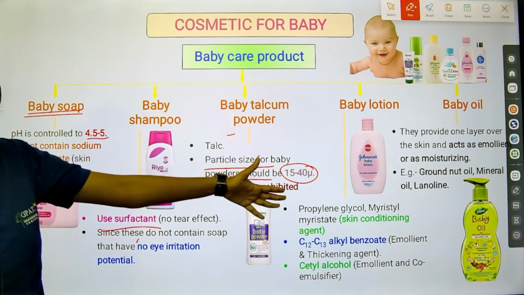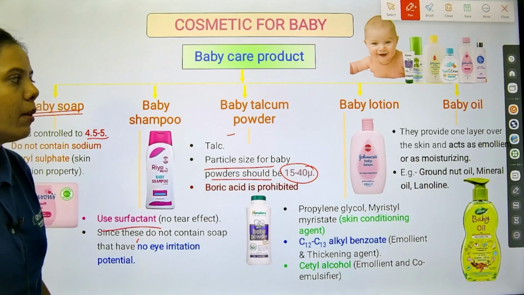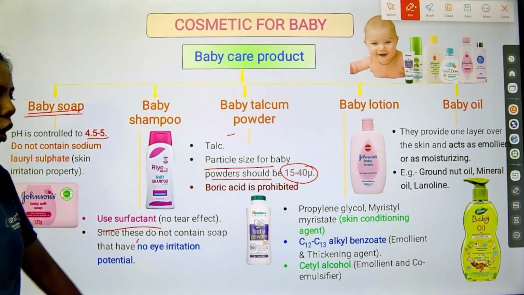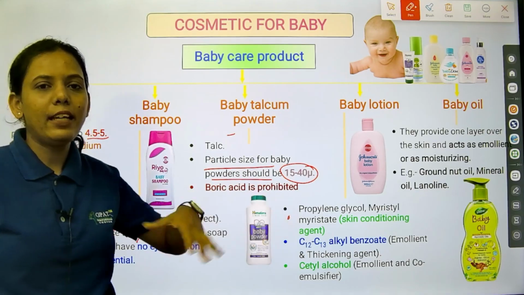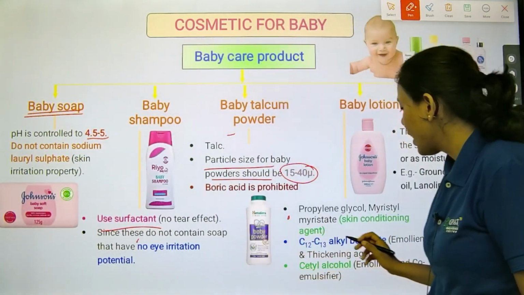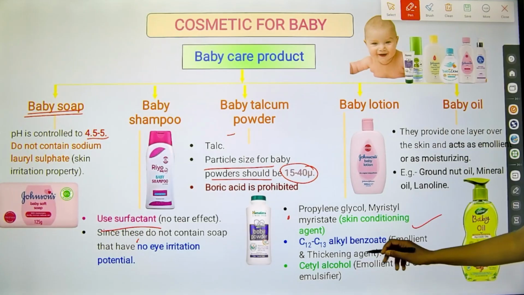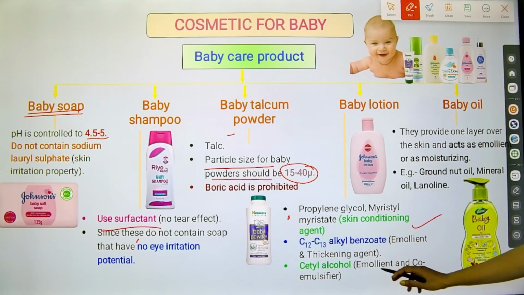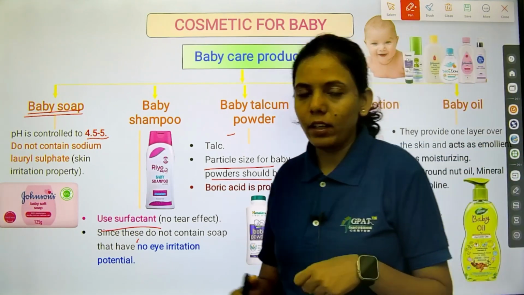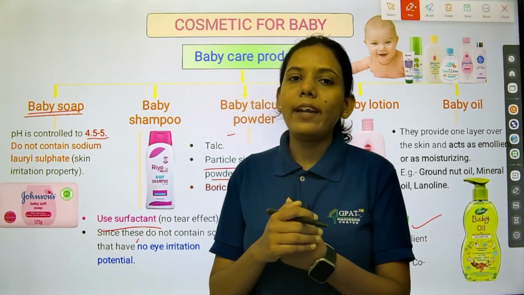Next is baby lotion. Again, Johnson products are the baby products. In baby lotions, we have propylene glycol myristate, which has skin conditioning effects and is not much irritating to the skin. Next is an emollient and thickening agent like C12 to C13 alkyl benzoate. Then cetyl alcohol, an emollient and co-emulsifier. These give a soothing effect to the baby skin, so it acts as a baby lotion.